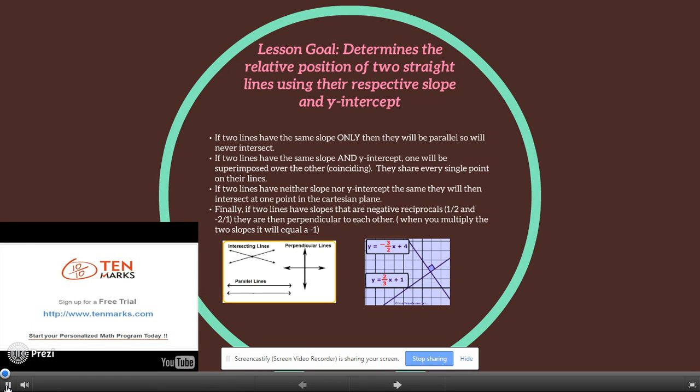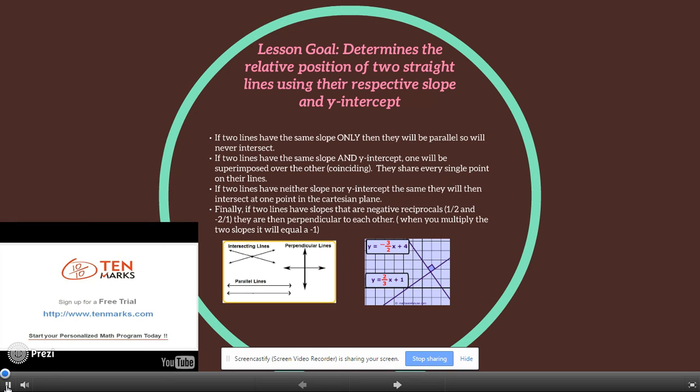The goal of this lesson is to determine the relative position of two straight lines using their respective slope and y-intercepts. If two lines have the same slope only, then they will be parallel, so will never intersect. If two lines have the same slope and the same y-intercept, one will be superimposed over the other, which we call coinciding. They share every single point on their lines.